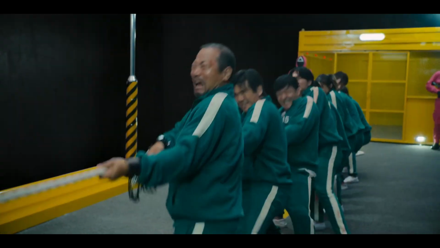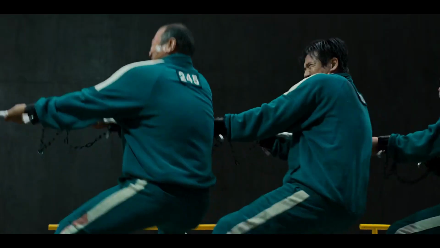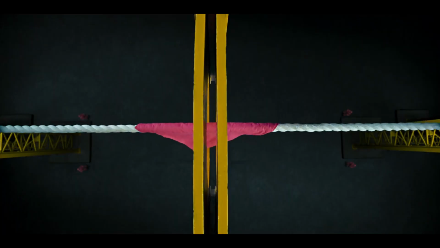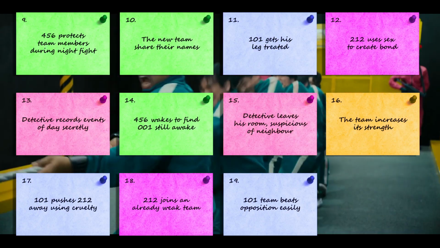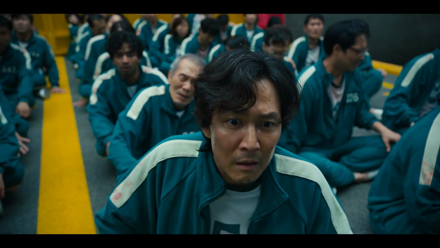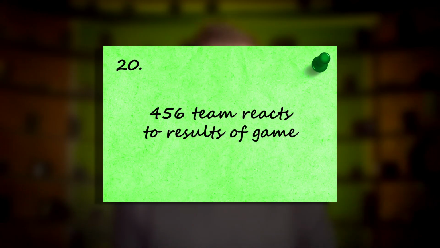Number 19, Blue. We're back with the bad guy, number 101. And we're going to call this one 101 team beats opposition easily. You know, or you could give an alternative description, 101 team tugs opposition team. No, that's no, we're going the wrong direction. Wins or beats is fine. Back with our lead team now, the green team. 456 team reacts to the results of the game.